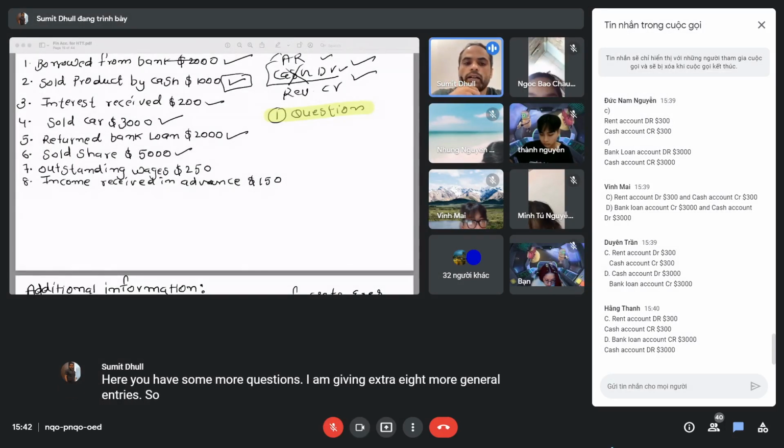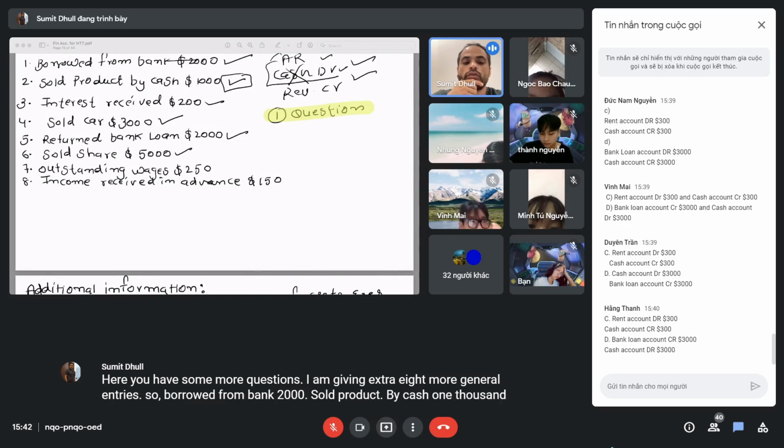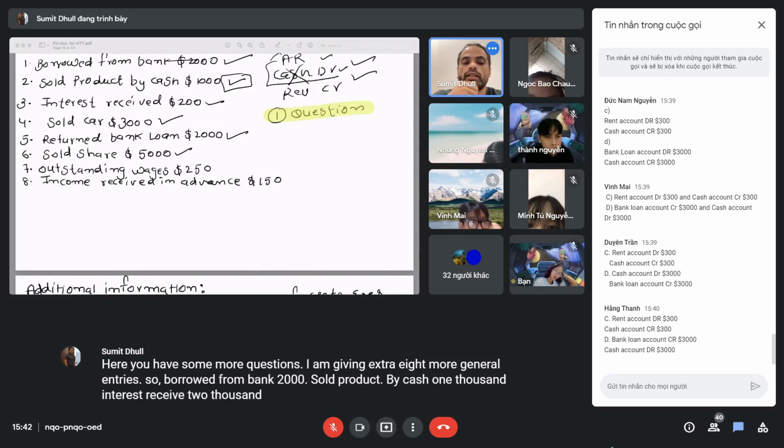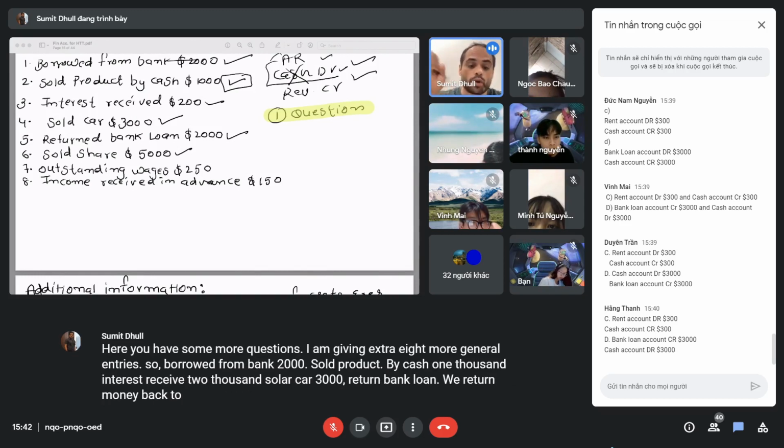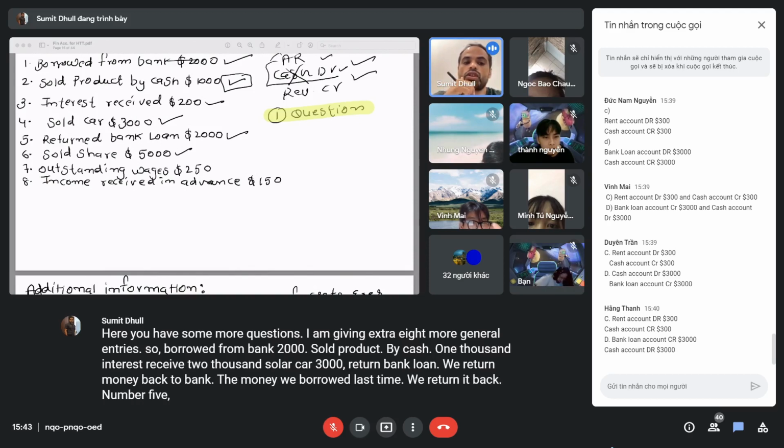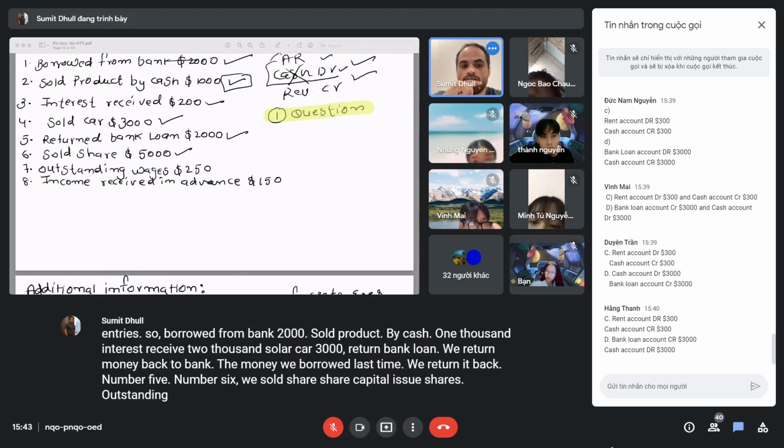Borrowed from bank, 2000. Sold product, by cash, 1000. Interest received, 2000. Sold car, 3000. Return bank loan. We return money back to bank, the money we borrowed last time, we return it back, number 5. Number 6, we sold share capital, issue shares. Outstanding wages and income received in advance. So do that.